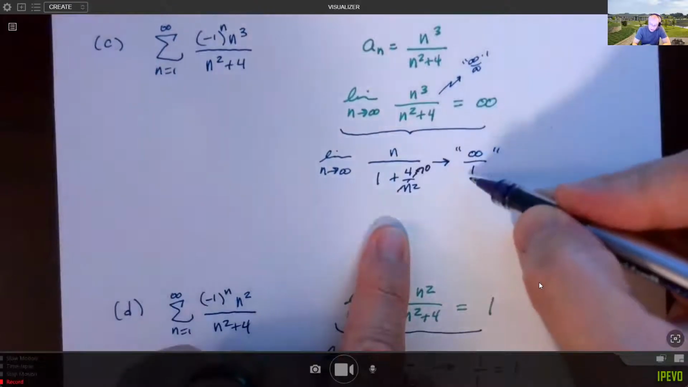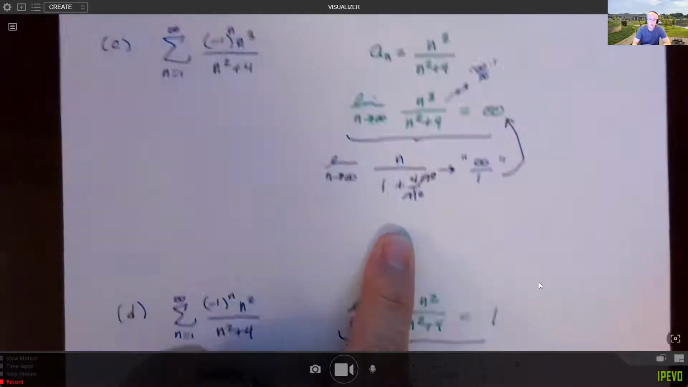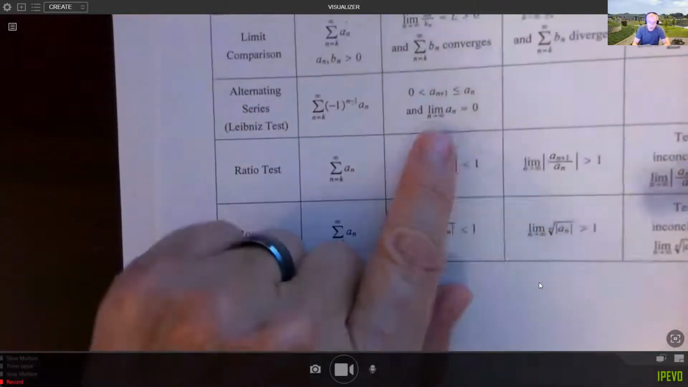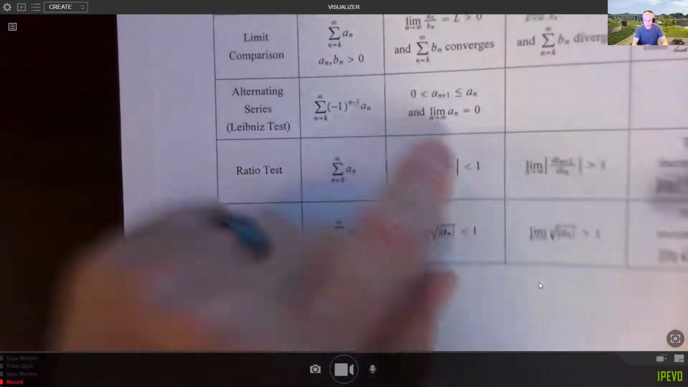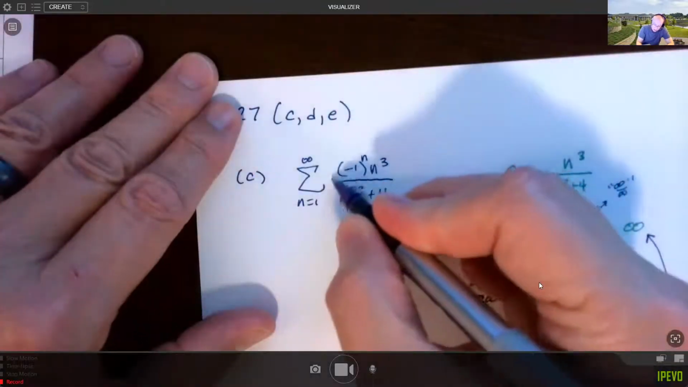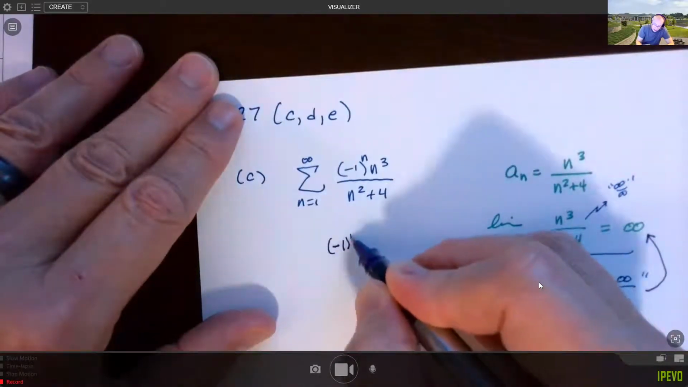So infinity over 1 is not indeterminate. That's going to infinity. Bottom line, you should be able to recognize that. So right away, notice it's not going to 0, so it's not the alternating series test. In fact, we've got a problem. This is going to infinity. What about the original, which would be basically (-1)^n a sub n?